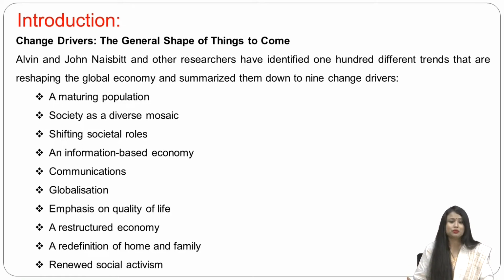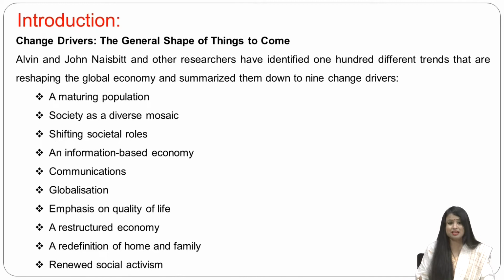So here we can see the change drivers. The general shape of things to come: how these change drivers come, how this change has come. We need to know that. Alvin and John Naisbitt and other researchers have identified 100 different trends that are reshaping the global economy and summarized them down to 9 change drivers. So now we need to know the 9 change drivers.